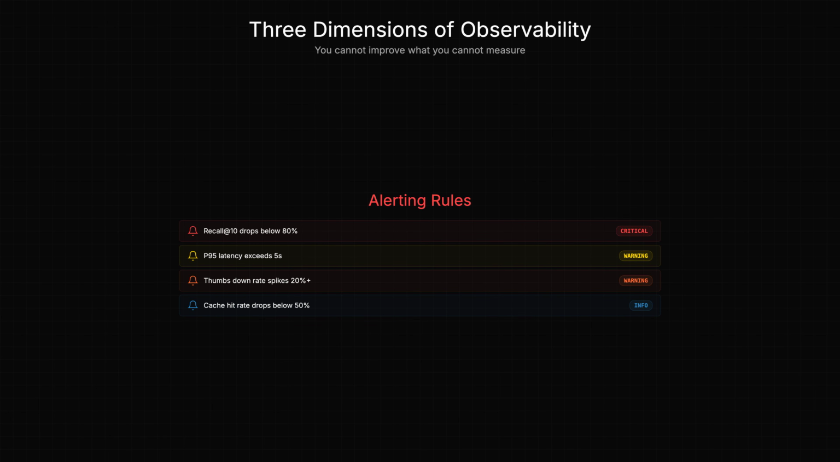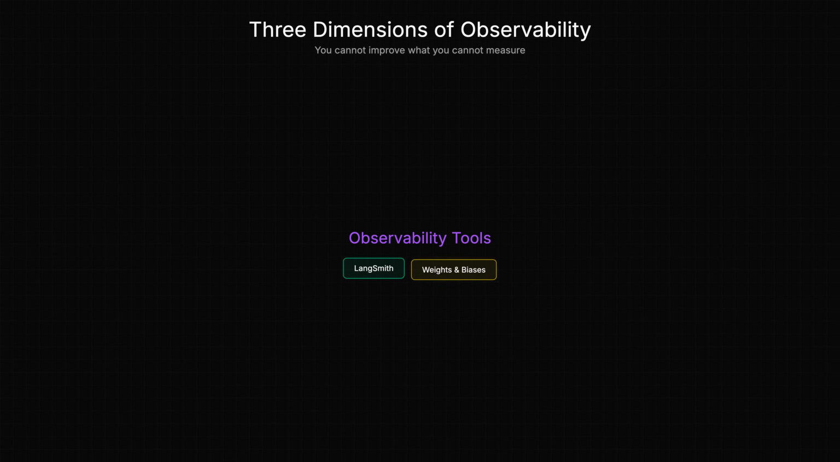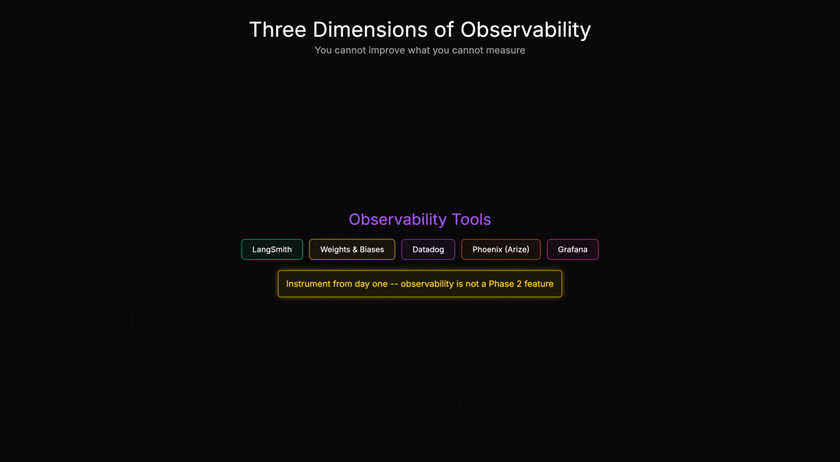Dimension 3. User feedback. Add thumbs up and thumbs down to every response. Over time, build a golden dataset from production traffic. Langsmith, Langfuse, and Arize Phoenix are the leading tools here. Langfuse is open source if you need to self-host. Helicone is the lightest weight option. One-line integration, just change your API base URL.